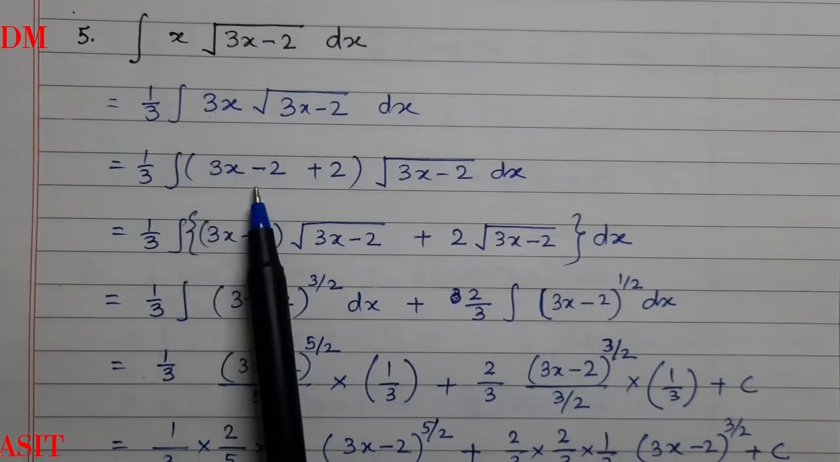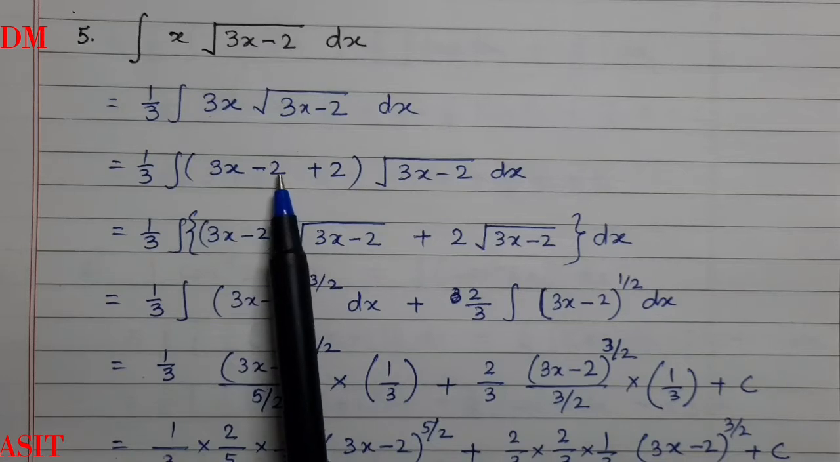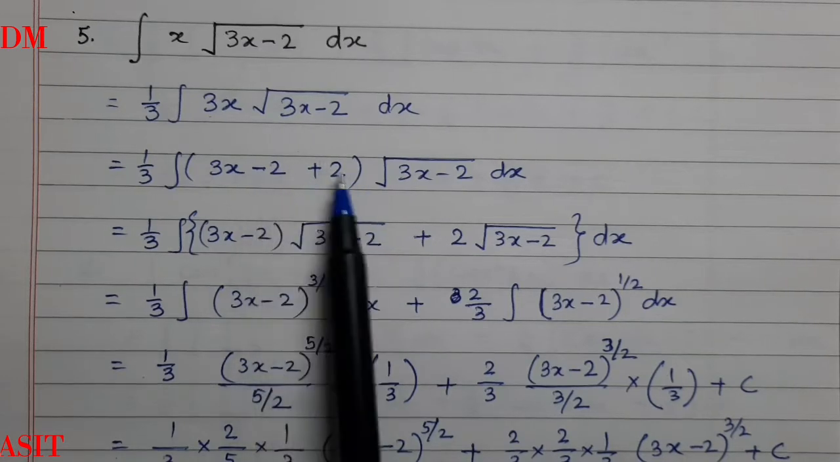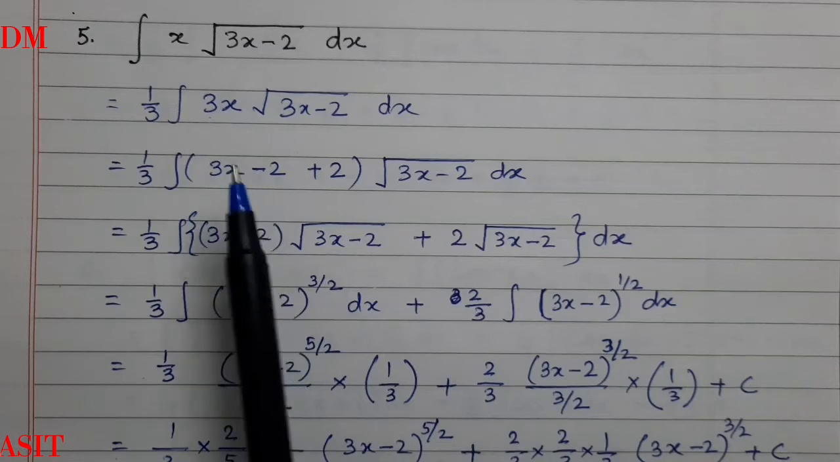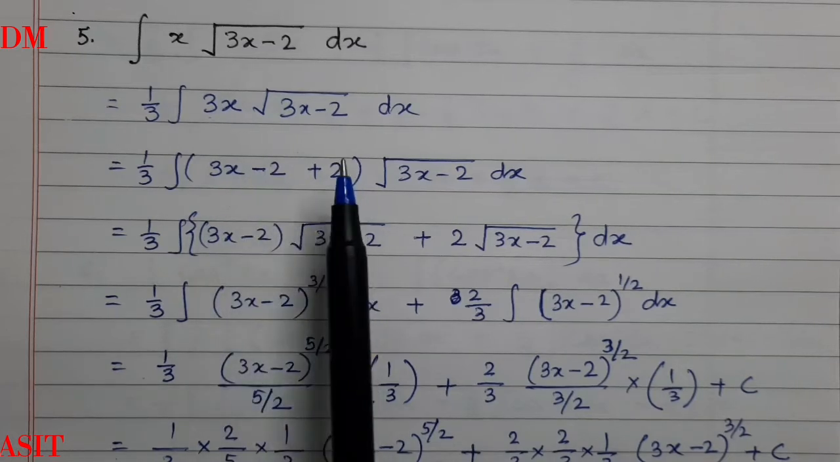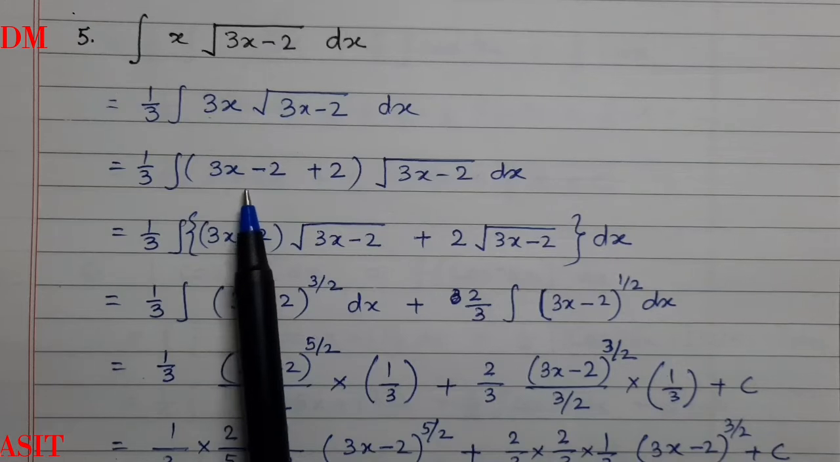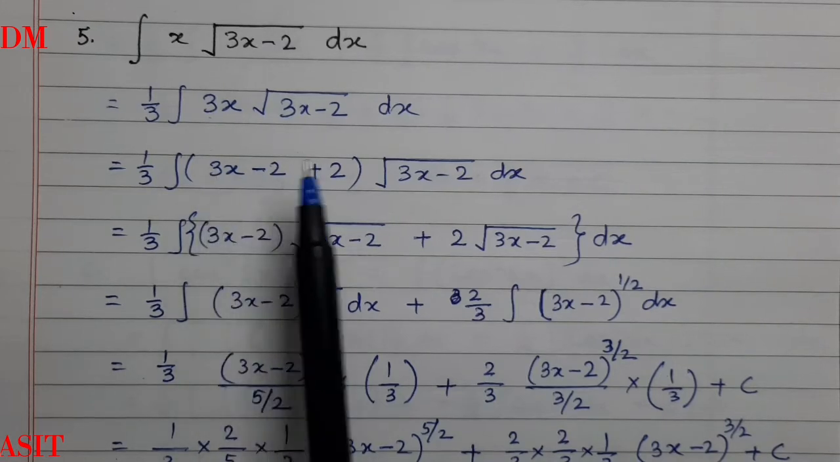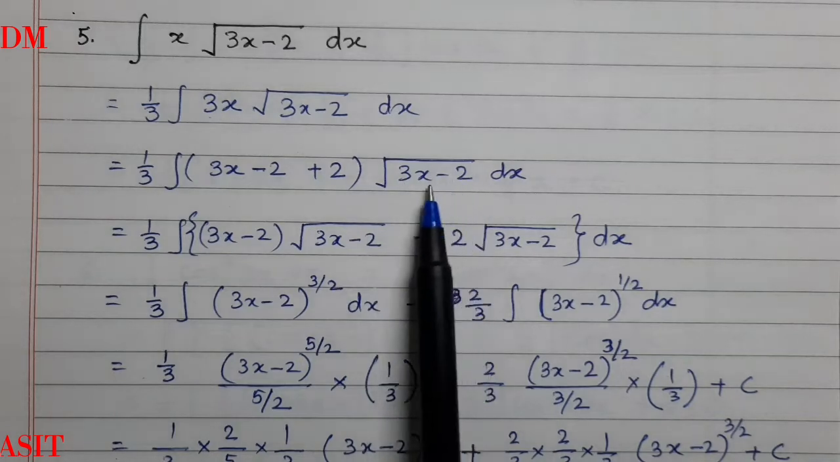Now we have to subtract 2, so 3x minus 2. But we have to add 2 also, because in mathematics whatever you are adding, you have to subtract, and whatever you are dividing, you have to multiply. Law of equality. So 3x minus 2 plus 2. So root of 3x minus 2 is multiplied here.